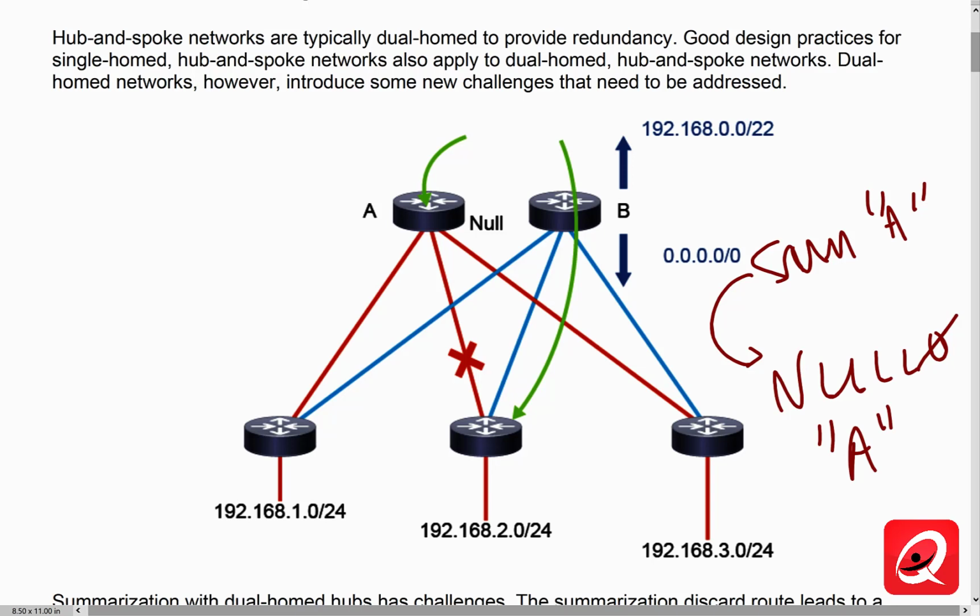Now we can prevent this from happening by connecting the two hub routers and making sure that we have some sort of routing ability between the hub routers themselves. But we don't want to have summarization between the hub routers because that discard route is going to be installed again with a lower administrative distance. It has an administrative distance of 5 as opposed to the routes that are being learned through EIGRP with 90. Whenever I receive the exact same route with a lower administrative distance, of course, that's the route that's going to get installed.